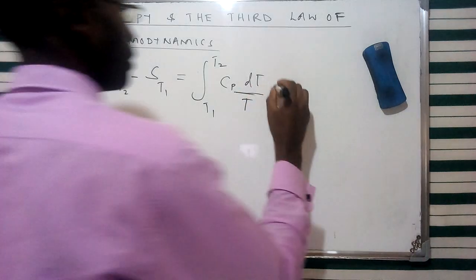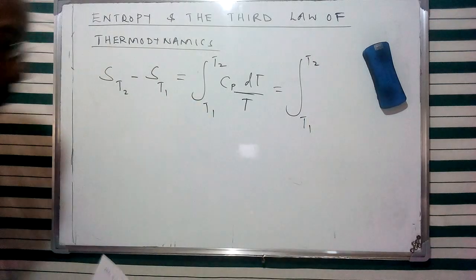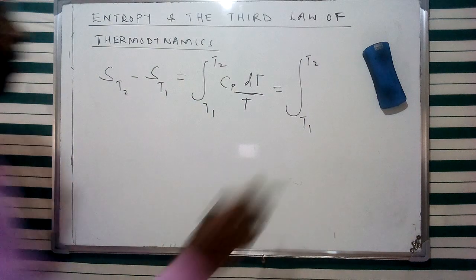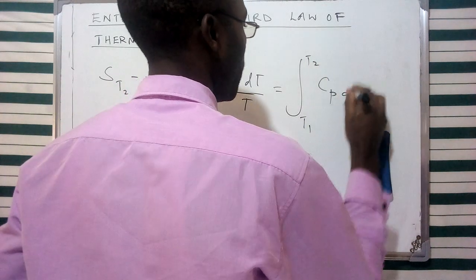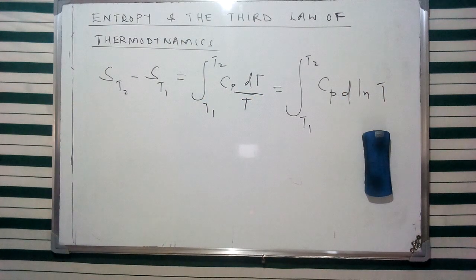So this is given in terms of T2, T1, Cp, d, the natural log of T, in that specific representation.